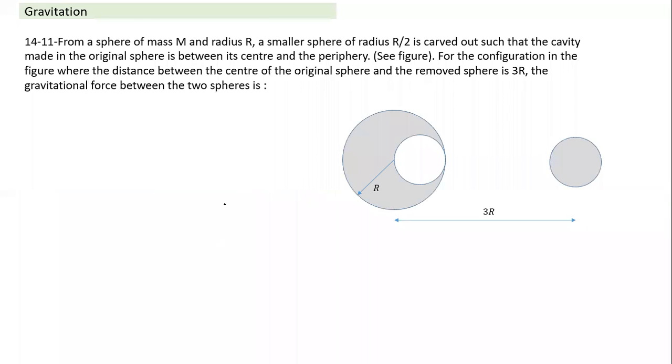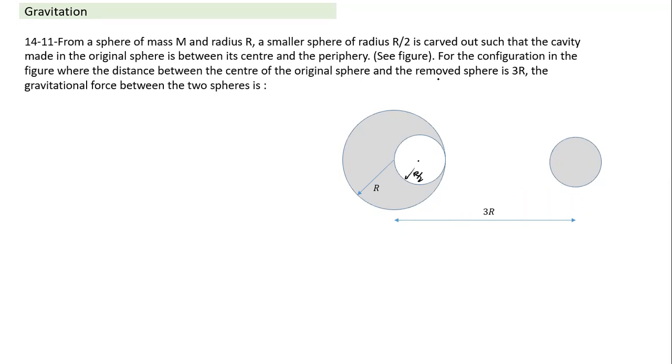Okay, this is a relatively simpler question. This kind of question we have done multiple times, and all of you should be able to solve. So I'll give a couple of minutes for all of you to solve. From a sphere of mass m and radius r, a smaller sphere of radius r by 2 is cut out. The cavity is made in the original sphere, and the cut-out part is a sphere again, placed at a distance of 3r from the center of the larger sphere.